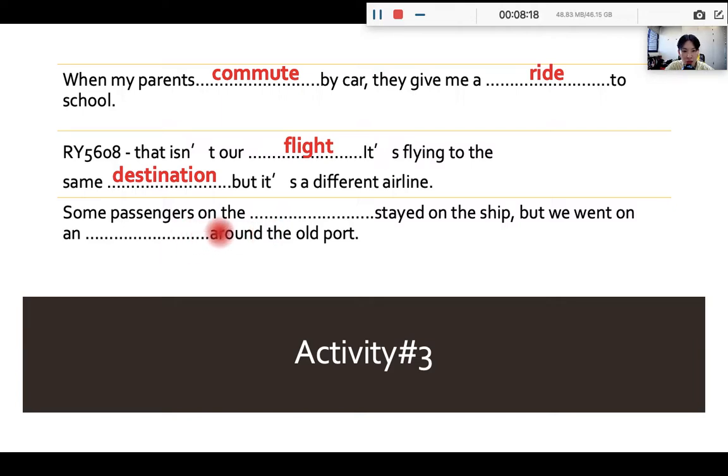Some passengers on the what stay on the ship. By the word ship here, we can tell the word should be cruise. But we went on an what around the old port. So what is a port? A port is a space for ships to park. Okay, so excursion, a short trip.